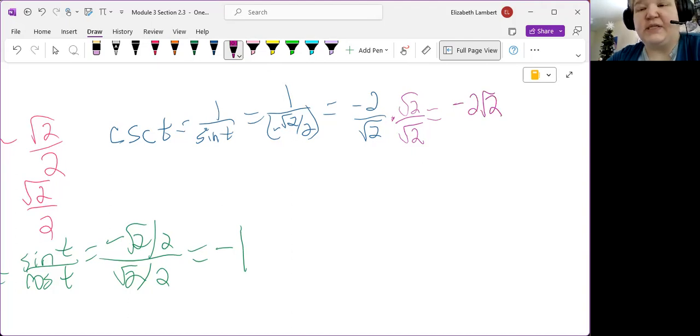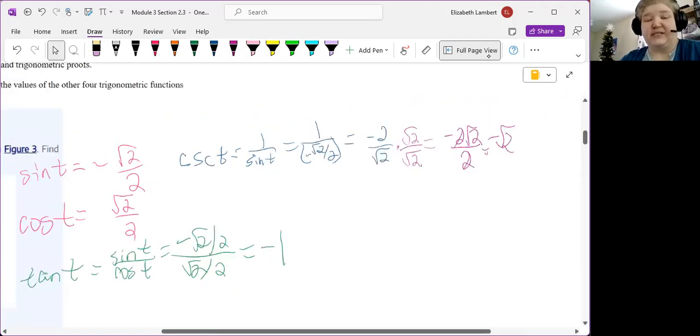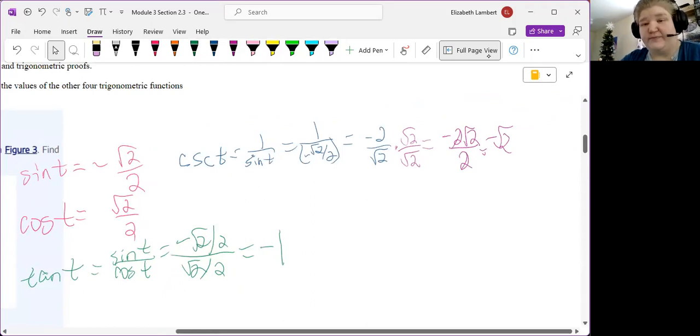Now we're multiplying by the square root of 2 over the square root of 2, so it's a crazy form of 1. And we're choosing the square root of 2, so on the bottom, the square root of 2 times the square root of 2. When I multiply square roots, I multiply the insides. 2 times 2 is 4. Square root of 4 is 2. So the 2's cancel, and we're just left with the cosecant is the negative square root of 2. So I want you to notice the sign was negative, so the cosecant was negative.